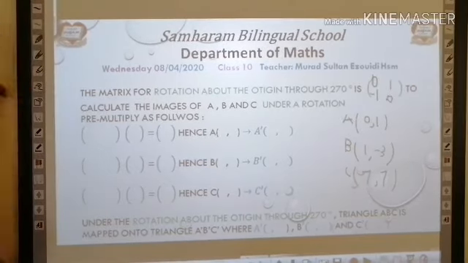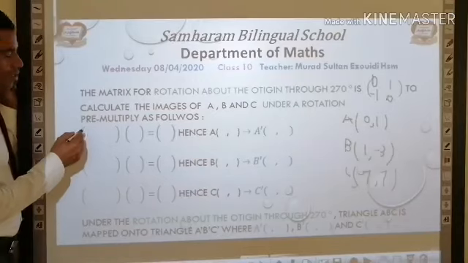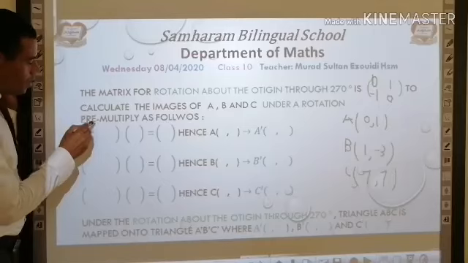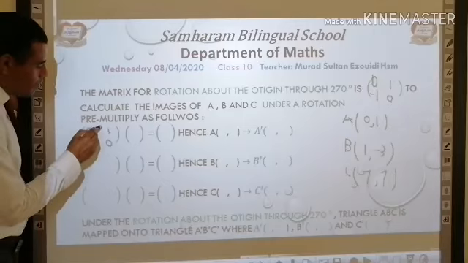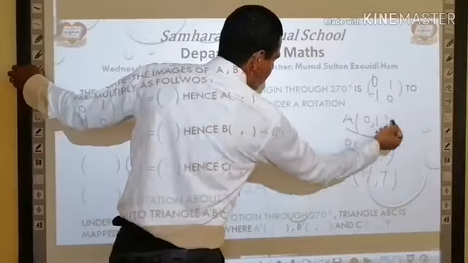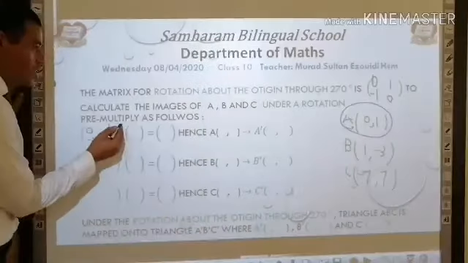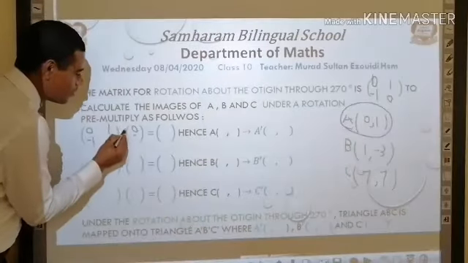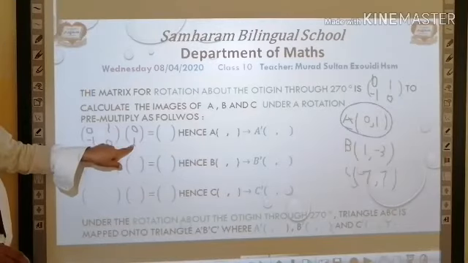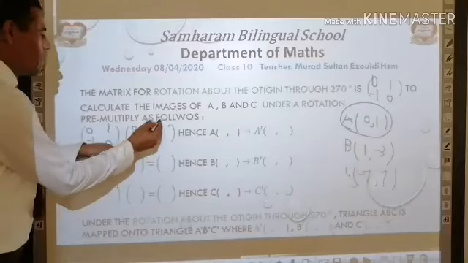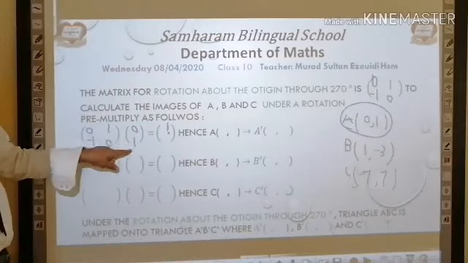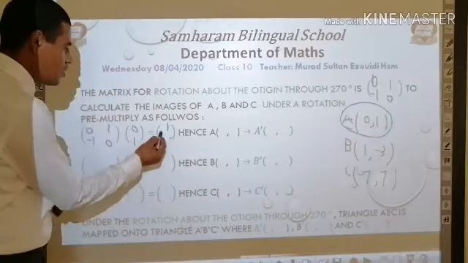Zaid Ibrahim, the first one. I will just write here 0, minus 1, then 1, 0, multiplied by the coordinates of this point A. But try to write it as a vector: 0, 1. Then 0 multiplied by 0 is 0, plus 1 multiplied by 1 is 1. 0 plus 1 is 1. Then minus 1 multiplied by 0 is 0, plus 0 by 1 is 0. 0 plus 0 is 0.